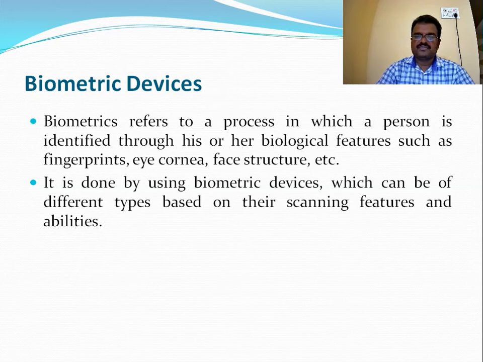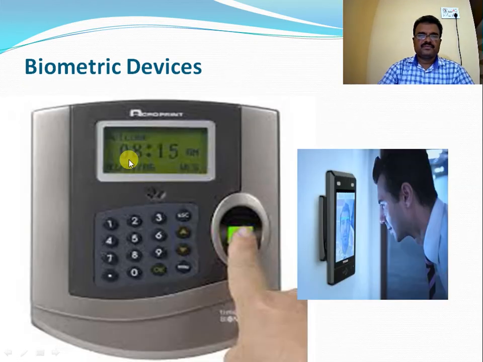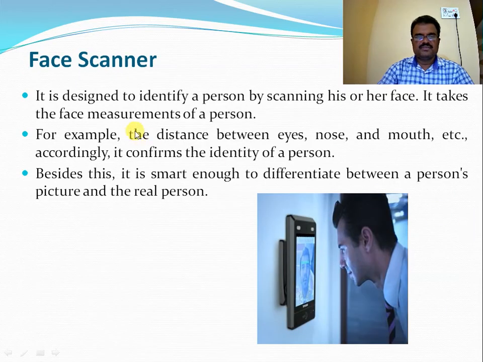which can be of different types based on their scanning features and abilities. Now we will see the different types of biometric devices. These are the biometric devices. This is a face scanner. This is a fingerprint scanner. Another important input device is the face scanner.